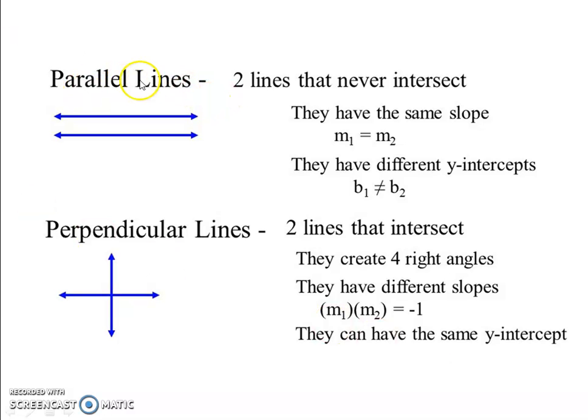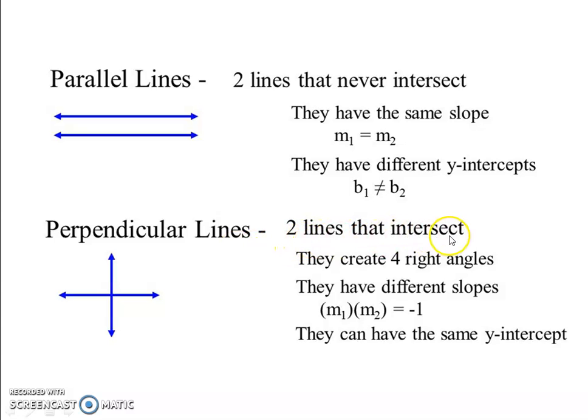We study that parallel lines are given. Two lines that never intersect have the same slope, m1 is equal to m2. They have different y-intercepts, b1 not equal to b2. The y-intercept means 0 comma y, and the x-intercept is x comma 0. Always remember that.